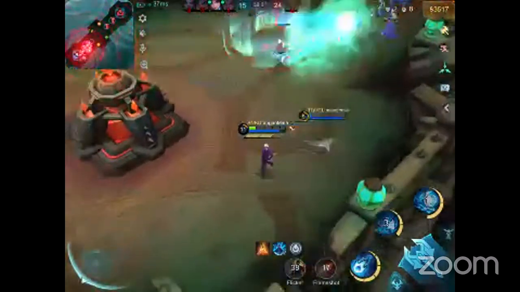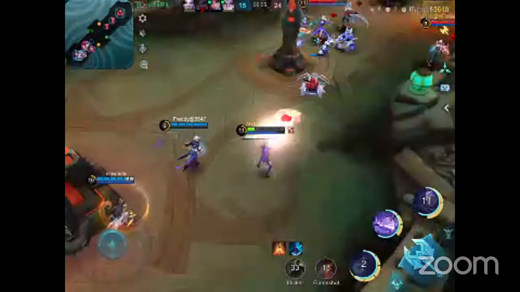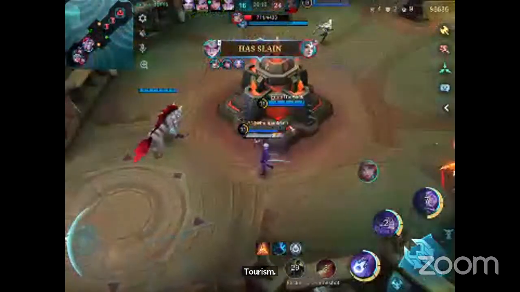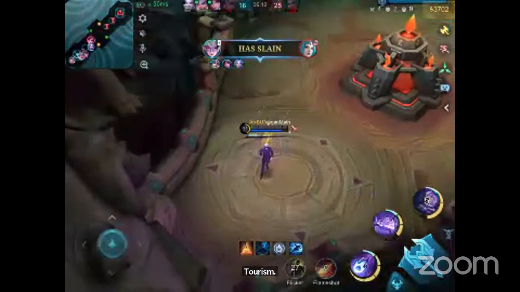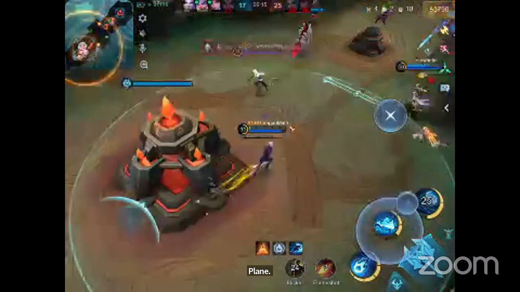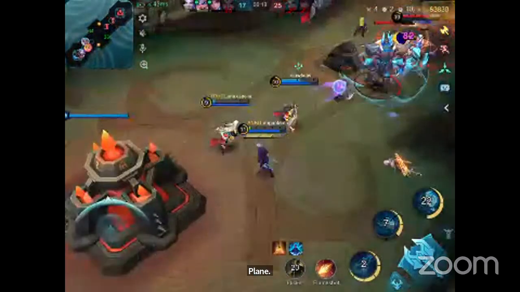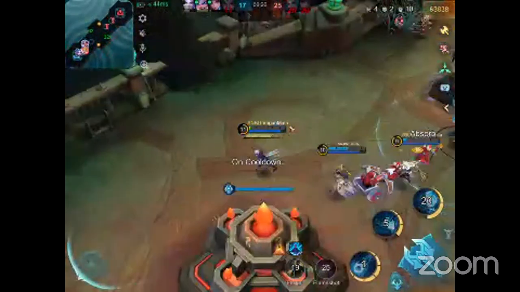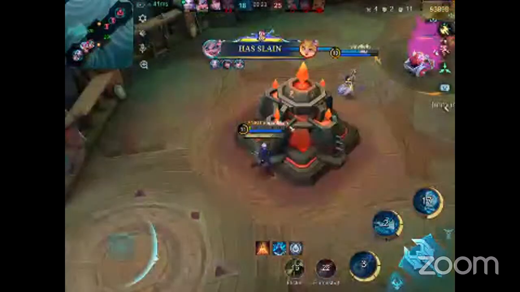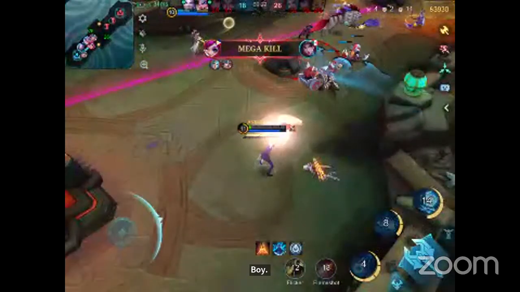Turret is under attack. Our turret has been destroyed. An enemy has been slain. An enemy has been slain. Slain. Rampage.